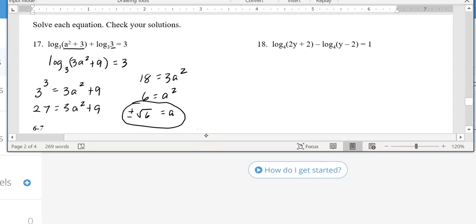Okay, here's another example of two different logarithms, but this time they're being subtracted. So this is where the quotient property is used. Take two logs that are being subtracted and make one log using division. But after that, it's the same procedure. Take this log equation and turn it into an exponential equation. The base of 4 raised to an exponent of 1 is equal to this fraction.